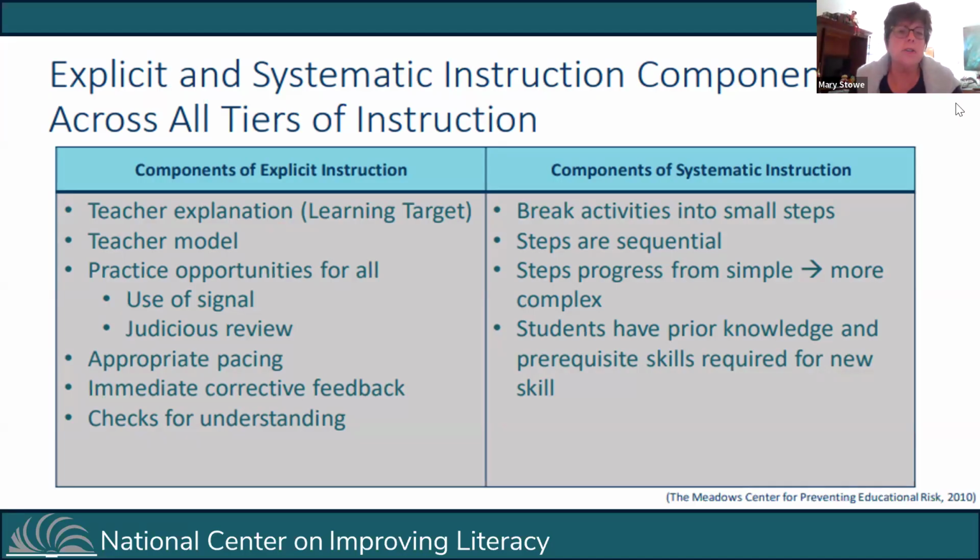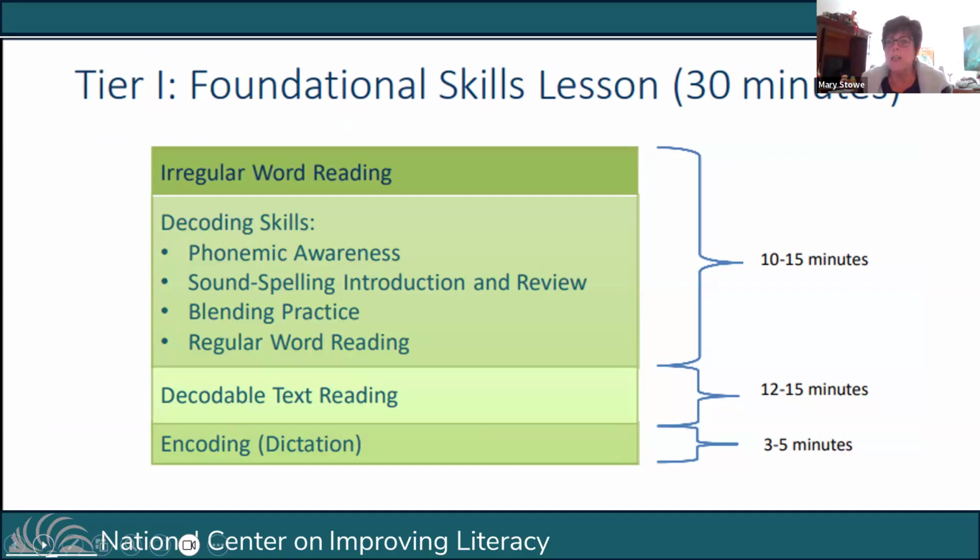So one of the pieces I want us to think about now is maybe we need to begin to think about pre-teaching at Tier 2 to support Tier 1 learning. So in front of us, we have a foundational skills lesson that lasts about 30 minutes. And you notice that within the time frame, we're looking at irregular word reading. We're going to work on decoding skills. And as we work on decoding skills, we're also going to work on phonemic awareness within that section. We're looking at sound and spelling introduction and review, blended practice, regular word reading.